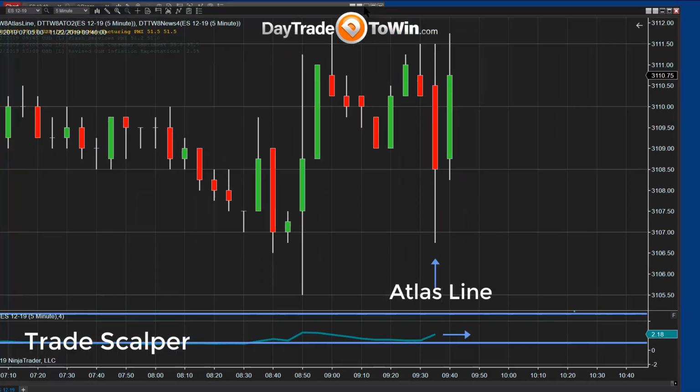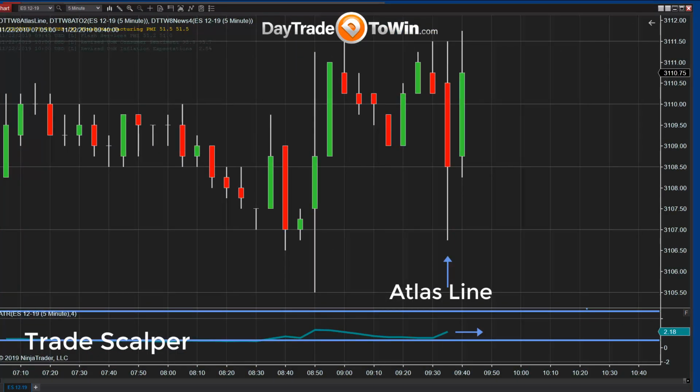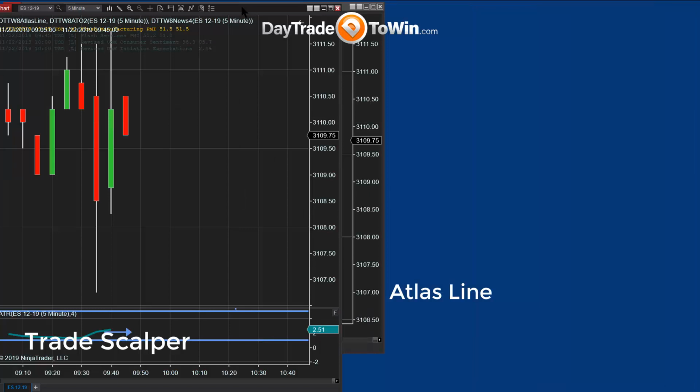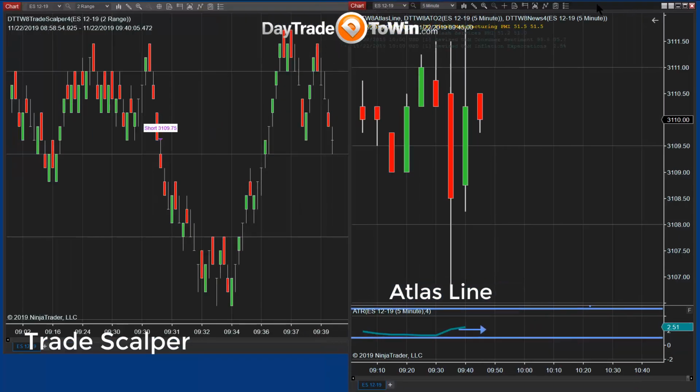And what I can do is I can actually split up my chart here and make this so we can see 2 charts at the same time. And you can see the orders as they happen live on both of the methods.